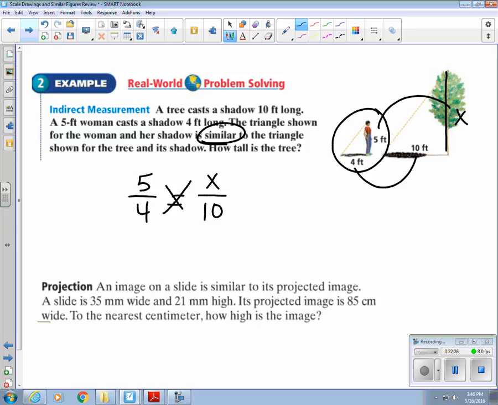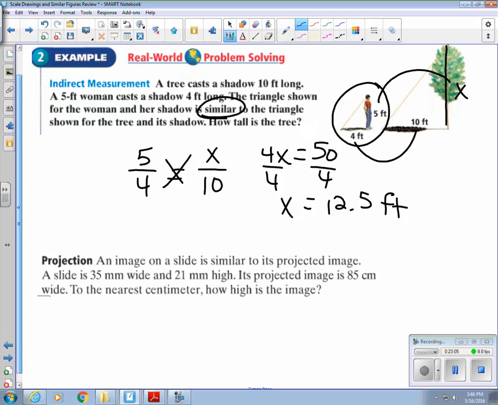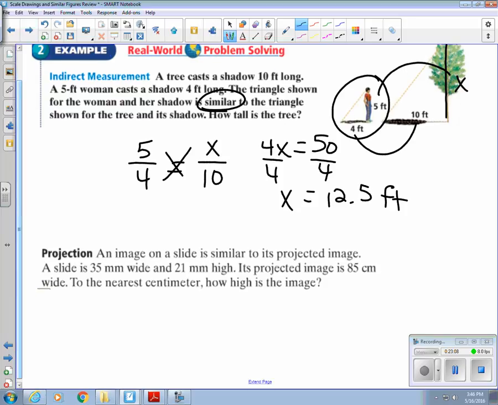Then I'm going to go ahead and cross multiply, and I'm going to end up with 4x is equal to 5 times 10, which is 50. I'm going to divide both sides by 4, and in my calculator, I'm going to get 50 divided by 4 equals 12.5. And since we're talking about how tall the tree is, it's 12.5 feet. So that's a typical example of a shadow problem where similar triangles can help us solve the problem.